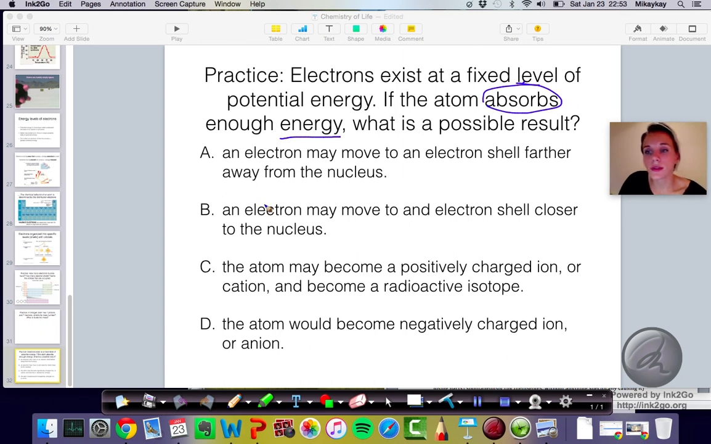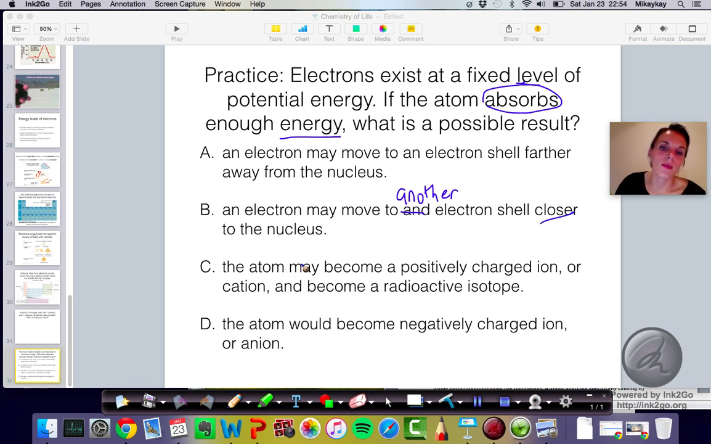So as you read through these options, the first one is that an electron may move away from an electron shell, so they might move further away from the nucleus. That seems like a reasonable choice, but you should always read through your other options before you commit to anything. So the other option is that an electron may move to the electron shell closer to the nucleus. I think that this must be a typo. Oh, now I get it. This should say to another electron shell closer to the nucleus. So if it has more energy, is it going to move closer to the nucleus or further away? Definitely not closer, right? So we know that that's not right.